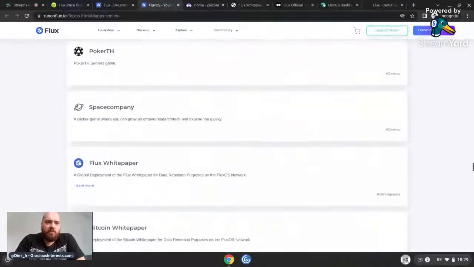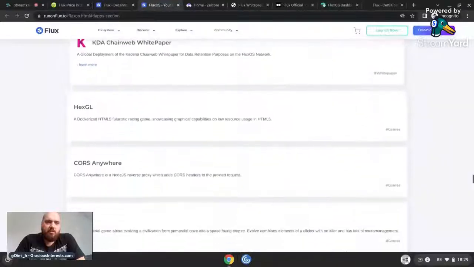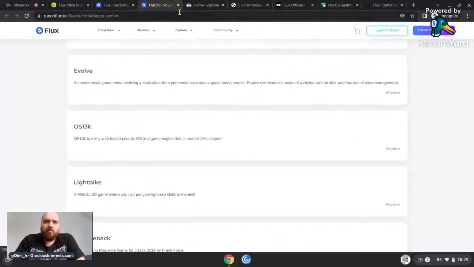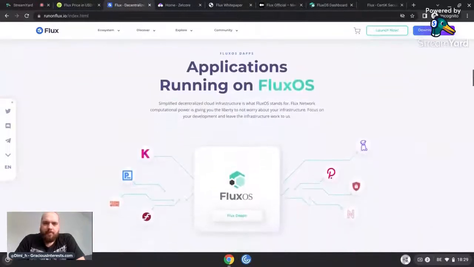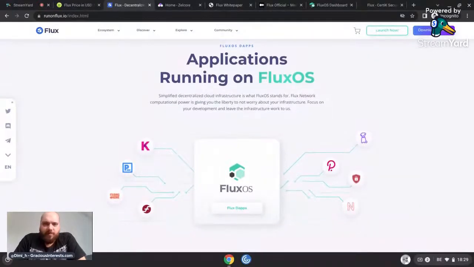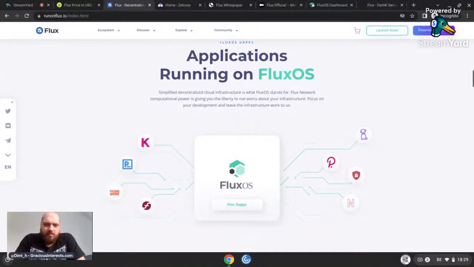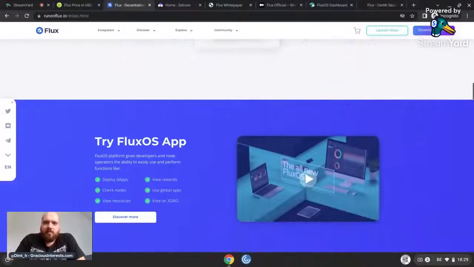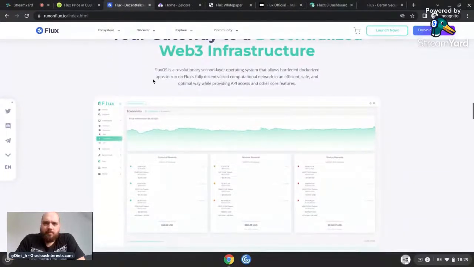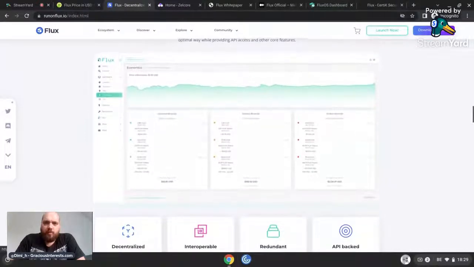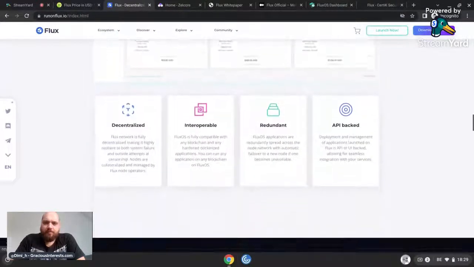So it's actually being linked and used in a variety of well-known applications. I'm repeating myself quite often here. Applications running on Flux OS. Yeah, that we already had. Try the application. See if we're providing API and other core features.